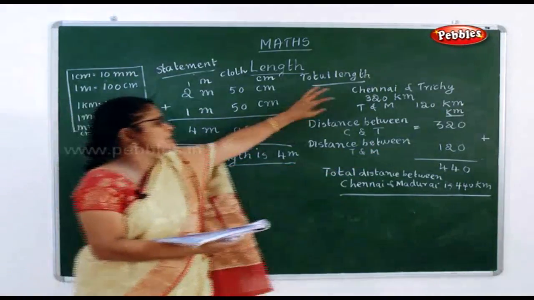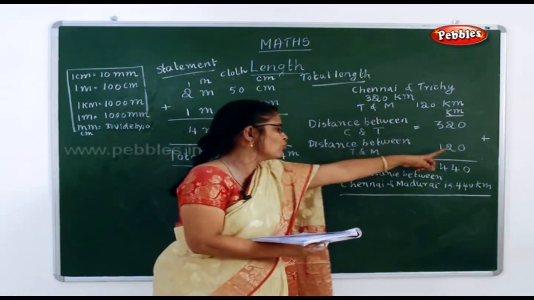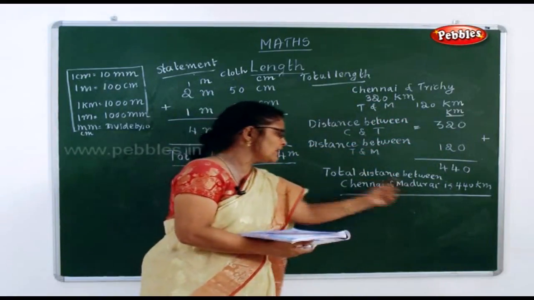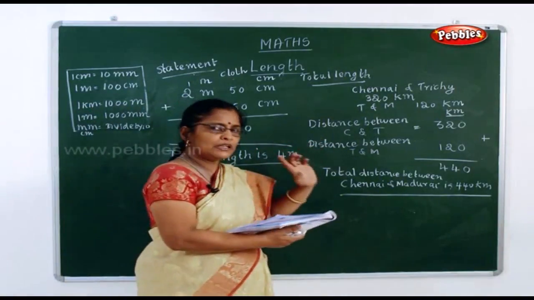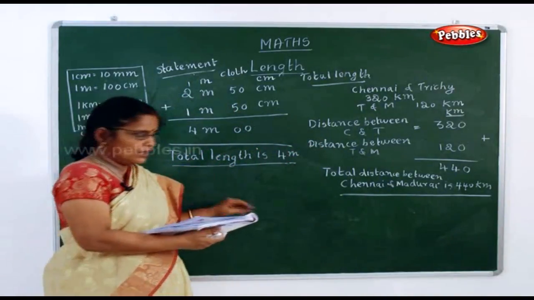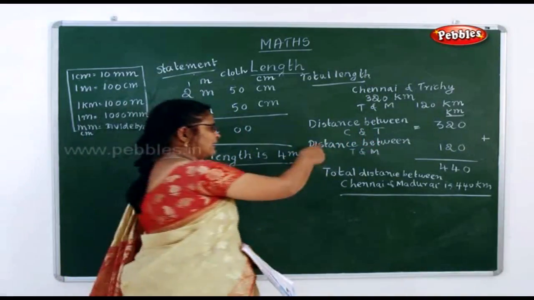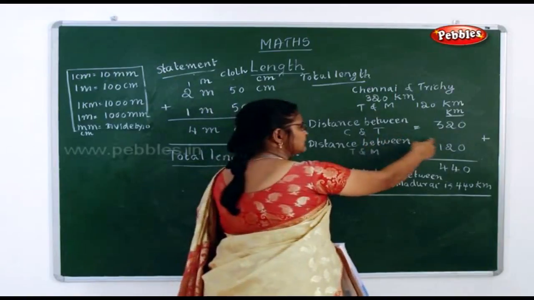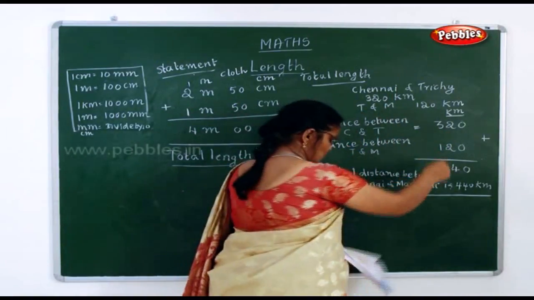See, these are the things they have given. Now, what is the thing they have asked in the question? You have to find the total distance between Chennai and Madurai. So in statement problems, you have to be clear. For one way, I can tell you, you can write distance between Chennai and Tiruchi, or you can say length of Chennai and Tiruchi is equal to 320. Length of Tiruchi and Madurai is 120.